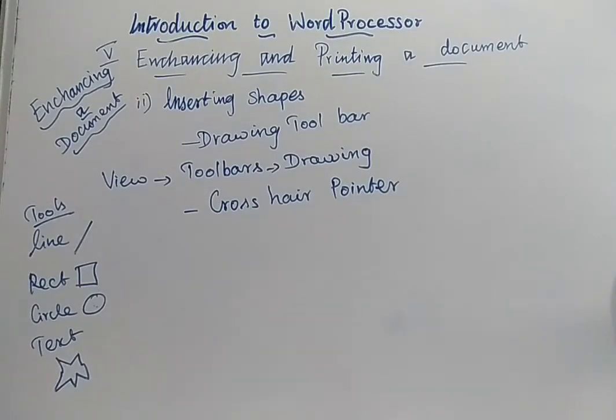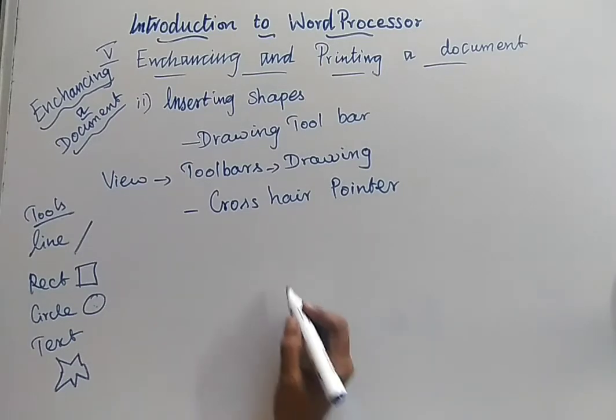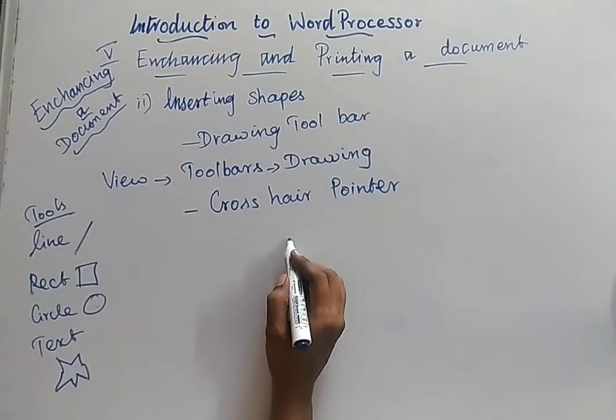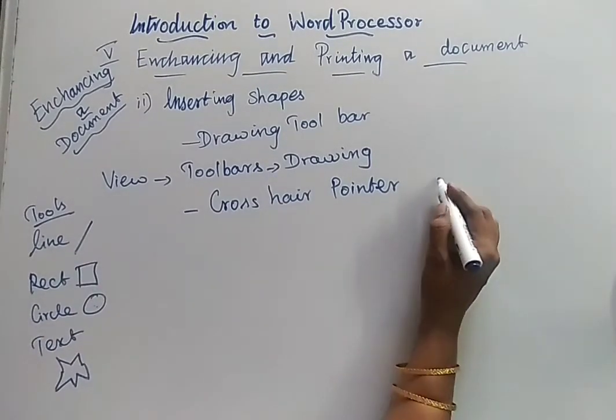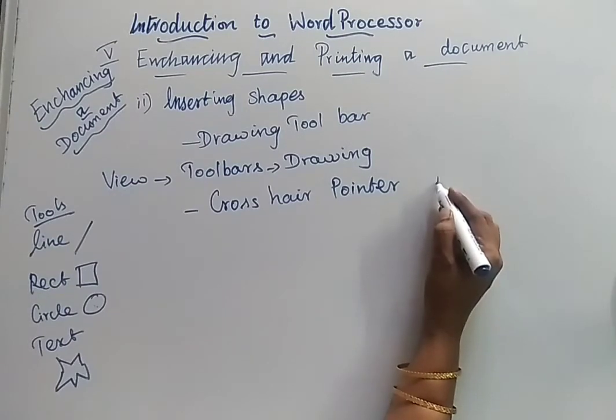By using this pointer only, you are going to draw the shapes that you are in need. Okay, wow. Clear with this one? So for example, now we are going to draw a line, just consider you have clicked this one. Yes, now your cursor, that is your insertion point, is turned into a crosshair pointer.